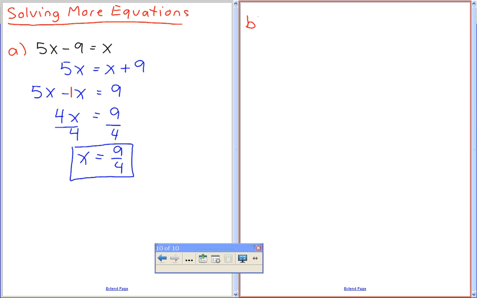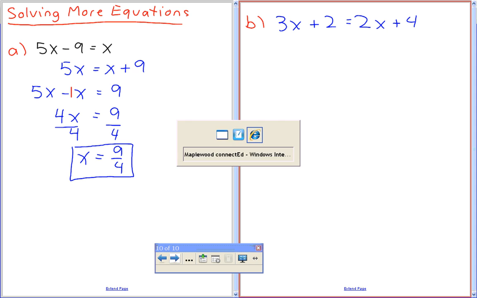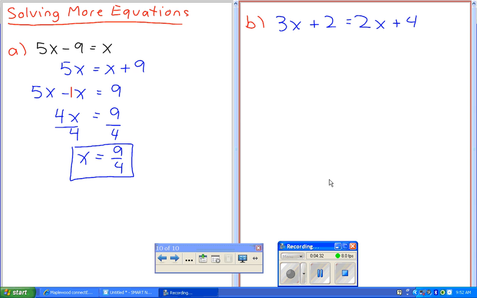Letter B says, x plus 2 equals 2x plus 4. Okay, we're going to pause on the video and give everyone about 2 or 3 minutes to give this one a try on your own. Okay, and then we'll take it up as a class.